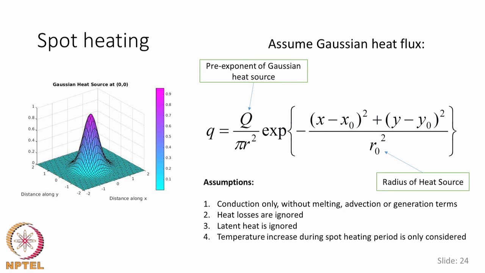Let us assume that the heat source is taken as a Gaussian heat flux, which is described here. This means that the surface condition for heat flow is given by a functional form like e raised to the power of minus r square. These solutions are under the following assumptions: only conduction is taken into account, no melting is taken into account, and melt pool convection or any generation of heat are not taken. Heat losses by various modes on different walls of the weldment are ignored, and the latent heat of fusion is ignored. The temperature increase during the spot heating is the only sought solution.